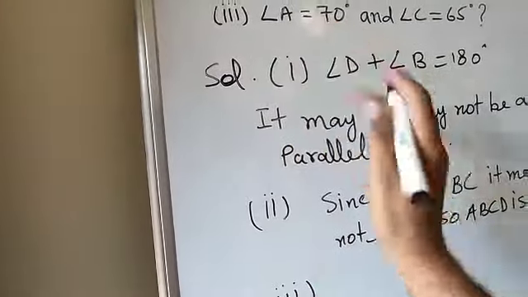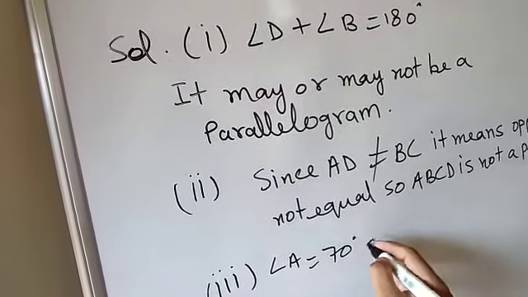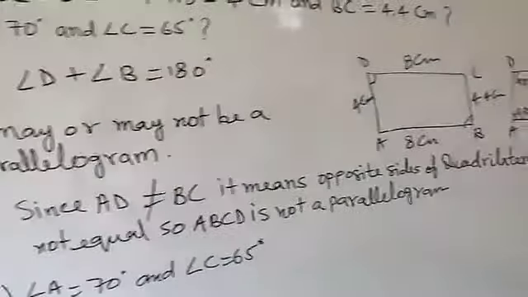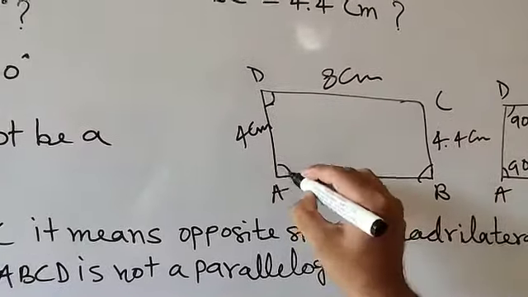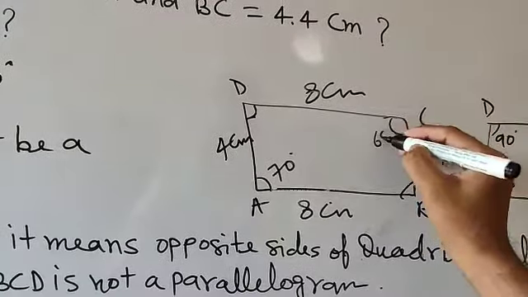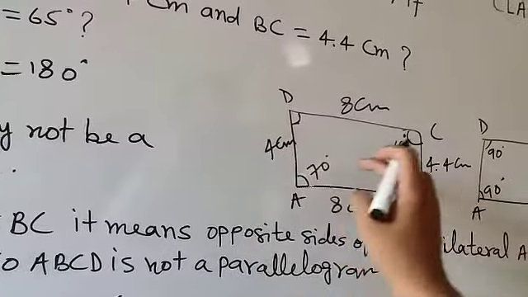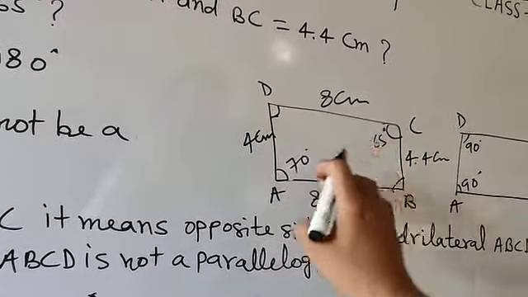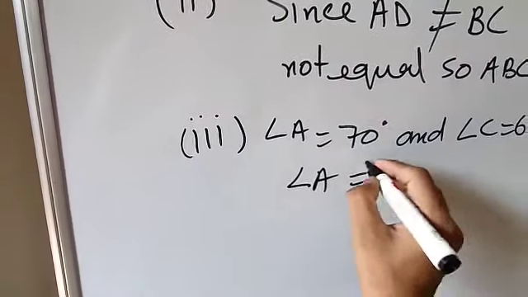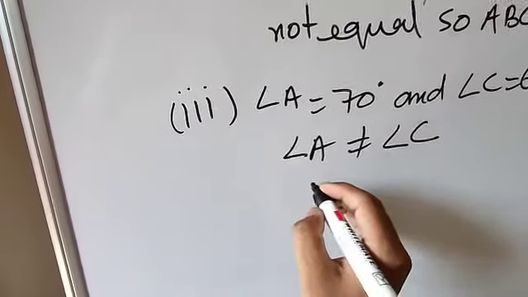Now the third condition is given: in the parallelogram ABCD, angle A equals 70 degrees and angle C equals 65 degrees. So if ABCD is a parallelogram, then opposite angles should be equal, but here angle A and angle C differ. So here you can write angle A is not equal to angle C.